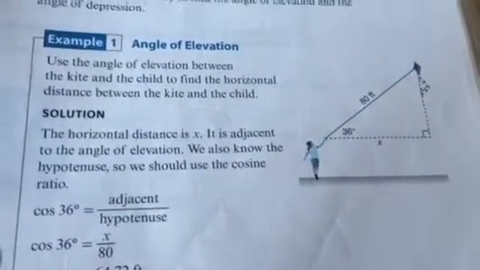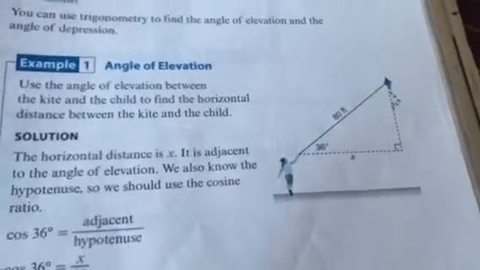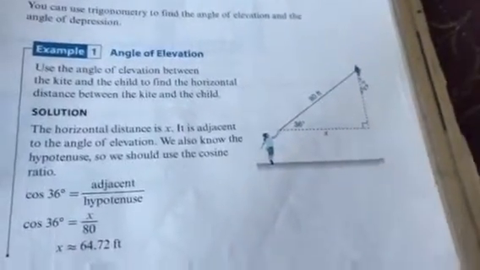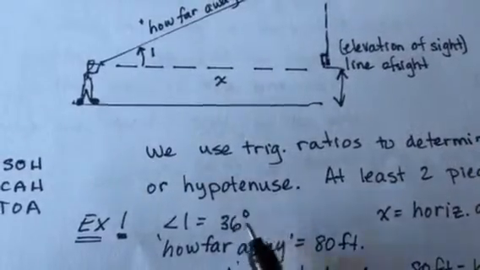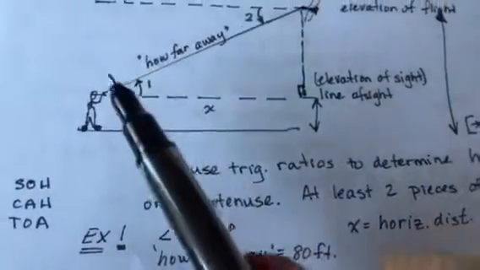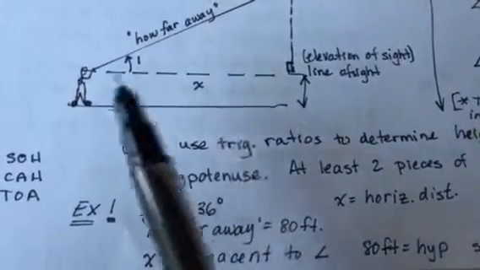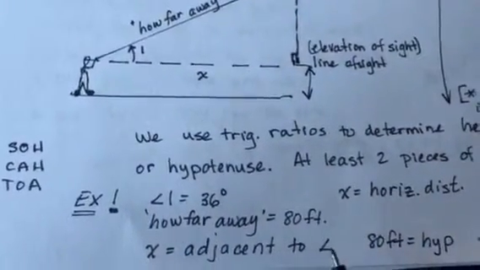In example number 1, we need to find the horizontal distance between the kite and the child. The horizontal distance is the x, listed right here. In this example, our angle is 36 degrees. How far away is our hypotenuse, which is 80 feet. And our x, the horizontal distance we're trying to figure out, is adjacent to the angle.